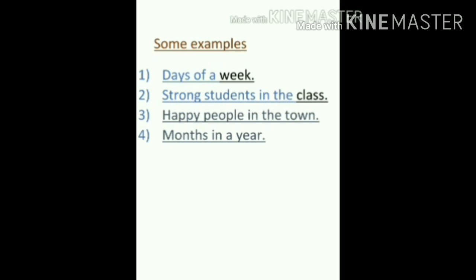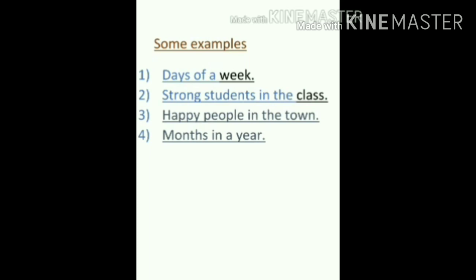First one, days of a week. If I ask each and every student in the class what are the days of a week, I get the same answer from each student, that is Sunday to Saturday, because the collection of days are well defined.